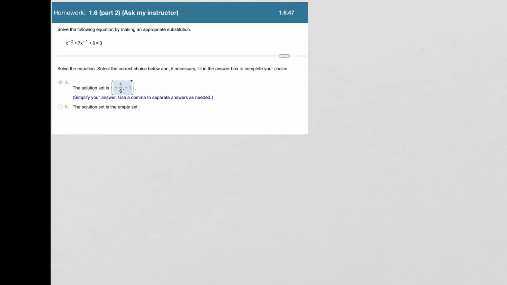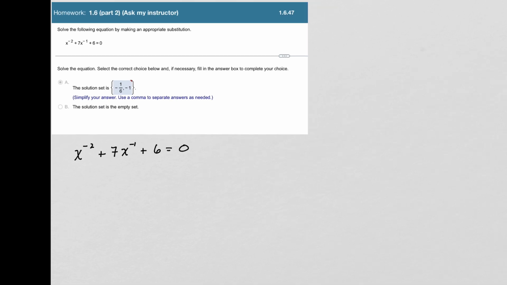In this problem, we want to solve the equation by making an appropriate substitution. So we start off with x to the negative 2 plus 7x to the negative 1 plus 6 equals 0. This is quadratic in form because the exponent on the first term is twice the exponent on the second term.